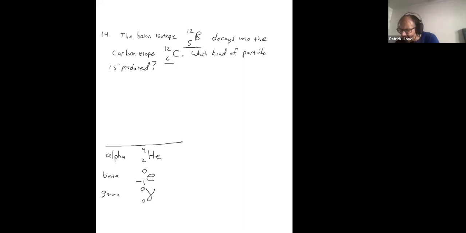Let's see. Let's try this one. We're going to start with boron-12, and then we're told that it becomes carbon-12. Now there's actually a couple of others. Let me just write this one. This is called a positron.